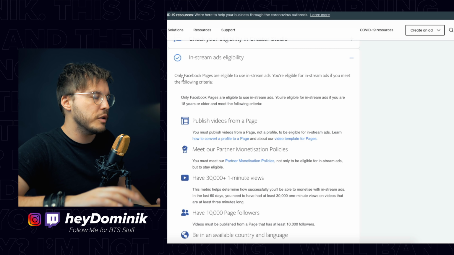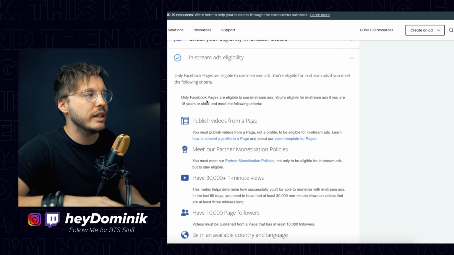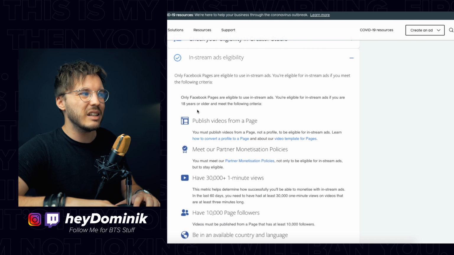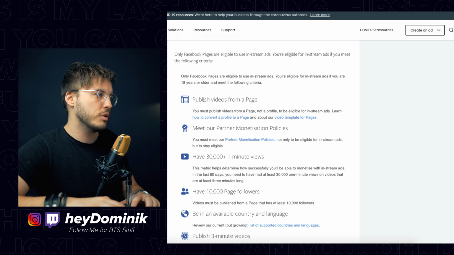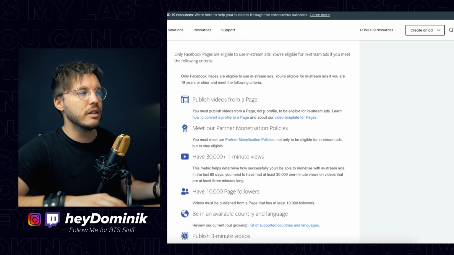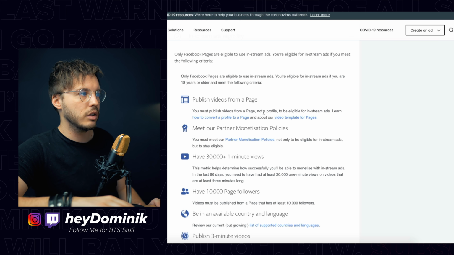So first of all, Facebook pages, blah, blah, blah. If you're 18 years of age, probably it's going to be the same on Instagram. You must publish videos from a page and a profile. In this case, it's probably going to look like you have to publish videos within the IGTV platform, because this is what it's about.